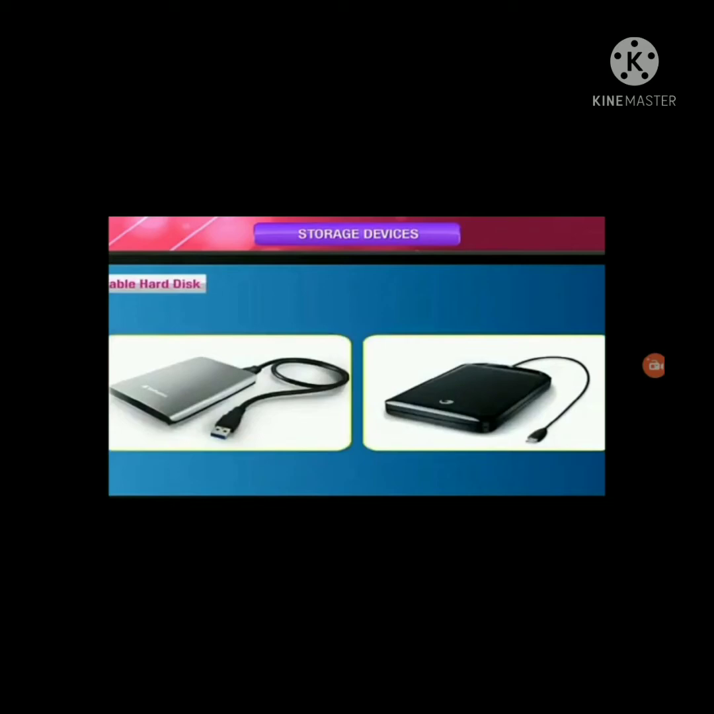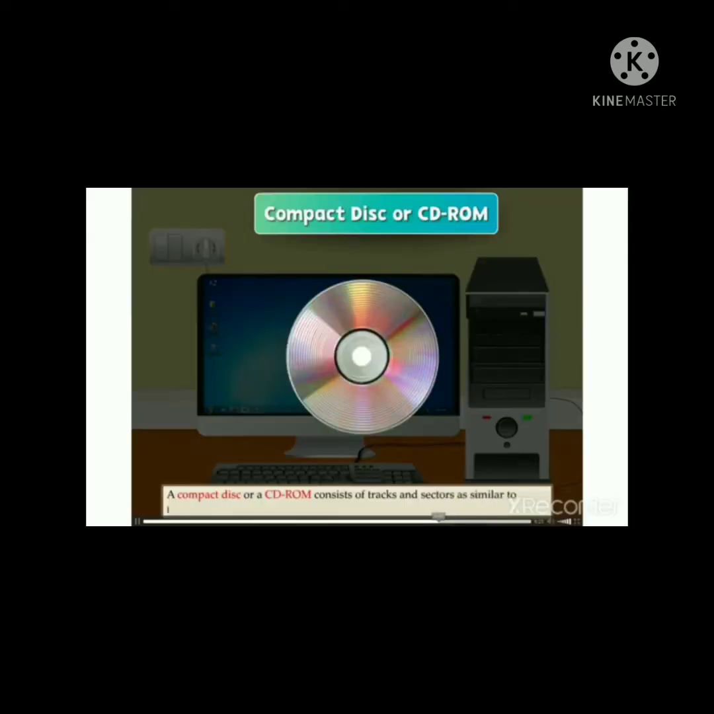It is a portable device that can be attached to a computer through a USB cable. External hard disks typically have high storage capacities and are often used to back up huge amounts of data from the computer. The storage capacity typically ranges from less than 100 gigabytes to more than 1 terabyte, TB.